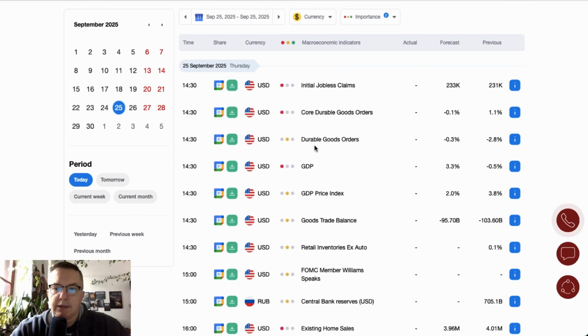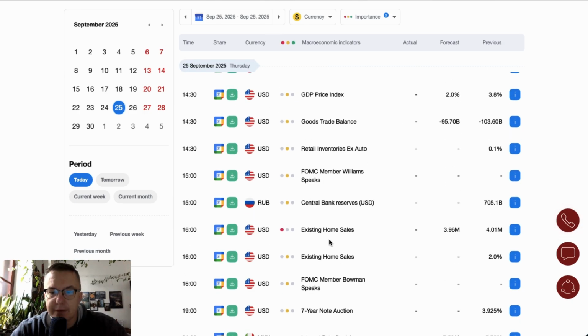We have few events here. Initial jobless claims, core durable good orders and durable good orders, including the GDP. And all of the GDP data, retail inventories are all scheduled for release at 2:30. The GDP is expected to increase significantly from minus 0.5 to 3.3%, and initial jobless claims almost the same, 231 previous number. Forecast is 233,000 people.